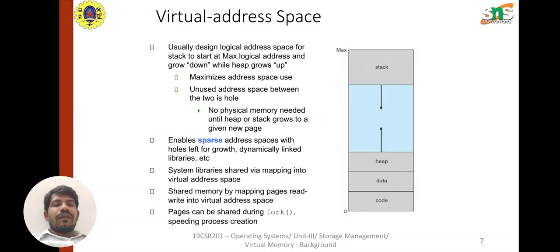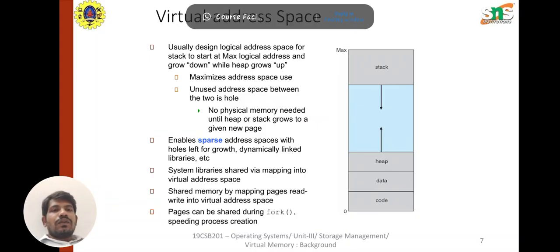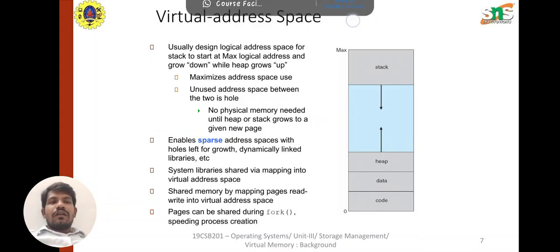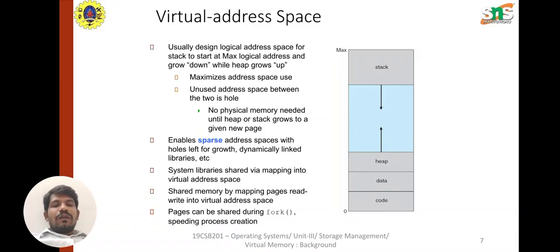This is the virtual address space. Usually the design of a logical address space has the stack start at the maximum logical address and grow downward, while the heap grows upward. In this diagram, we have the maximum and then the 0 point. Between the stack and the heap, there is a large unused address space, shown in blue, which is a hole. No physical memory is needed until the heap or stack grows to a new page. This enables a sparse address space with holes left for growth.